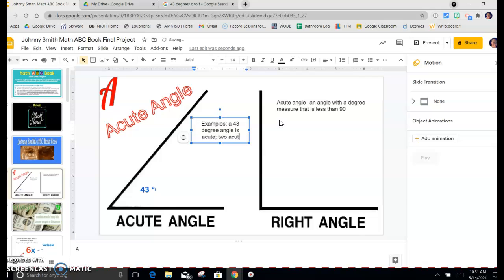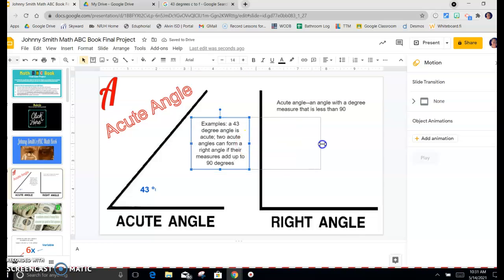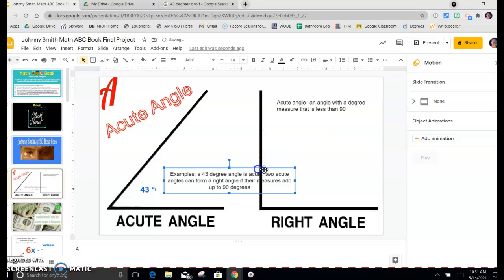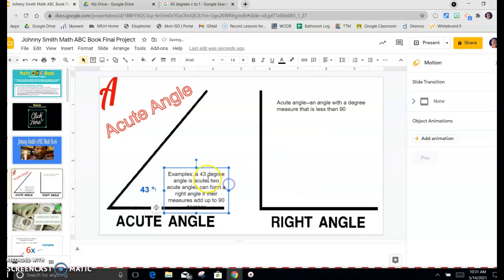Two acute angles can form a right angle if their measures add up to 90 degrees. That's another little tidbit that you can add here. Actually, let's make it smaller.